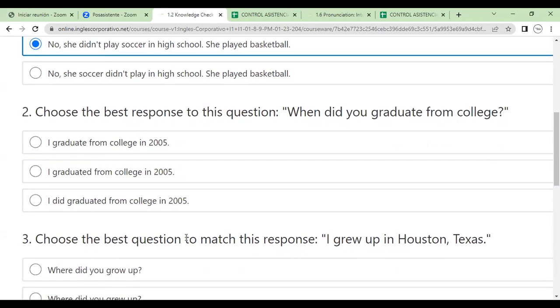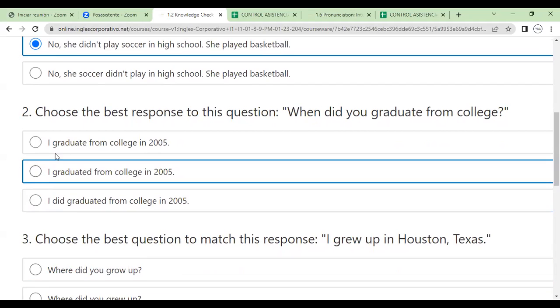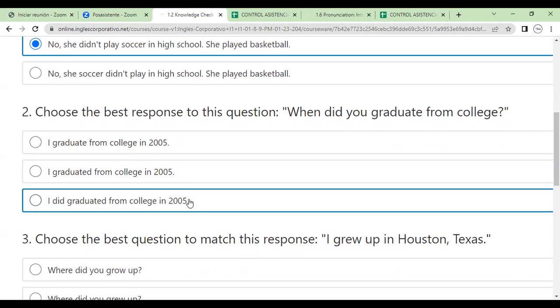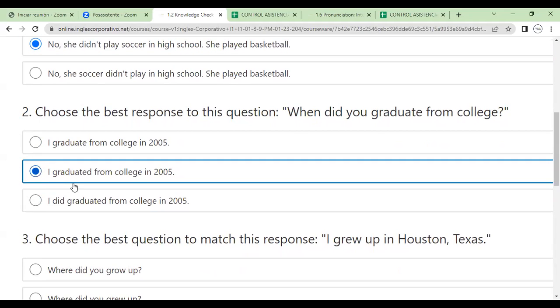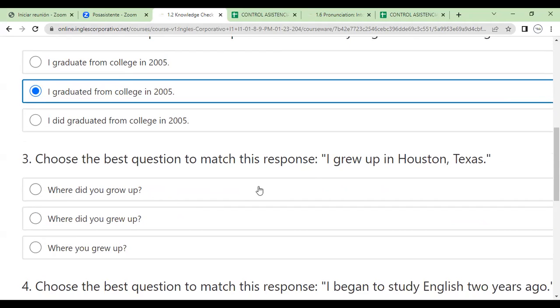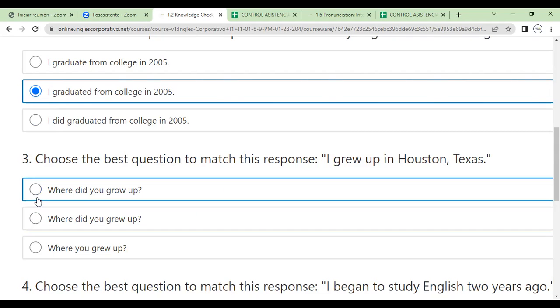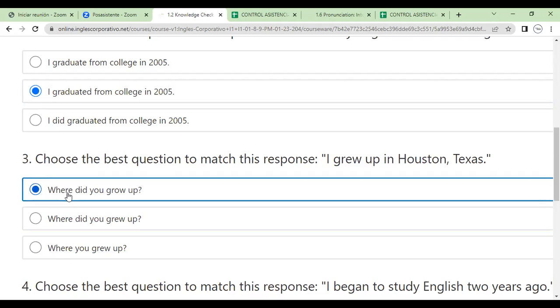Choose the best response. When did you graduate from college? I graduated from college in 2005, the second one. Number three. I grew up in Houston, Texas. What would be the question for this statement? The first one. Some people say the first, some say the second one. We're gonna see, okay?